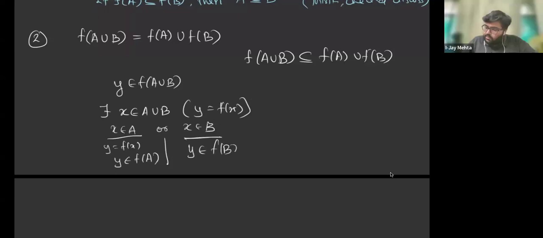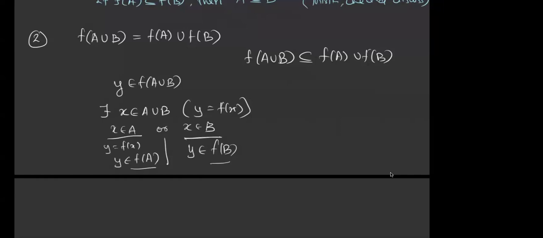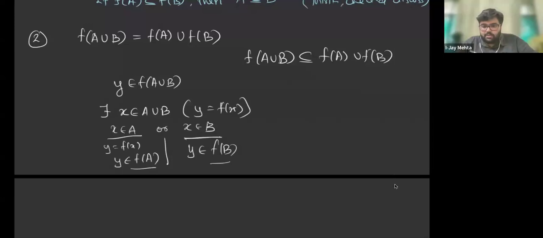F of B, yes. So in the first case y belongs to f of A, or if the second case is there, then it is f of B. So what can we say about y, now? Sir, as there is or, we can say that y belongs to f of A union f of B. Yes, f of A or f of B. So y belongs to f of A union f of B. How many of you understand this?